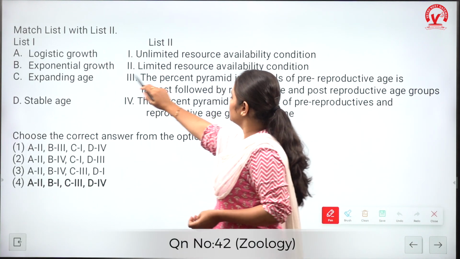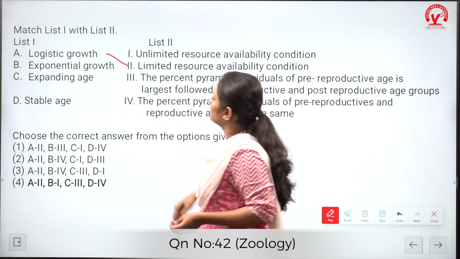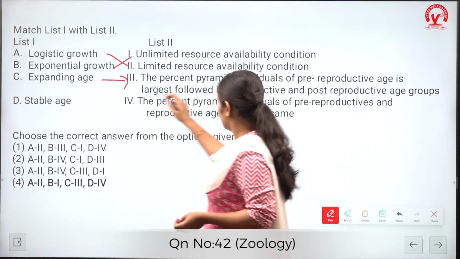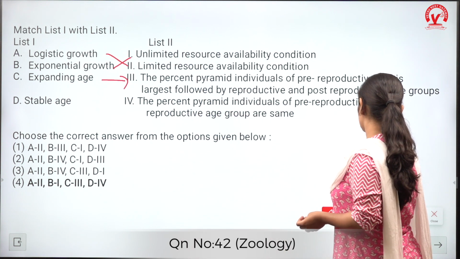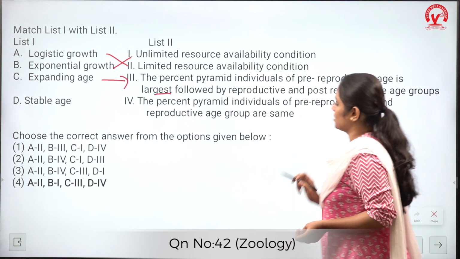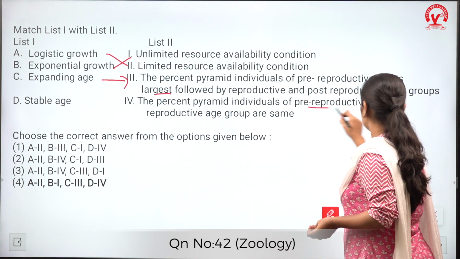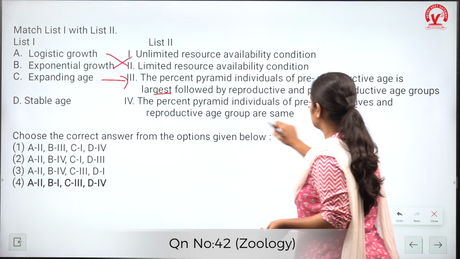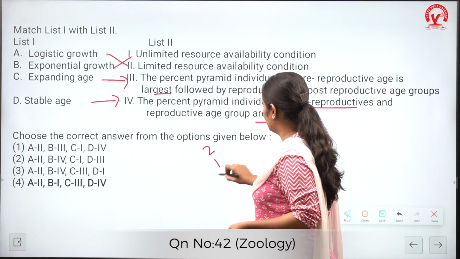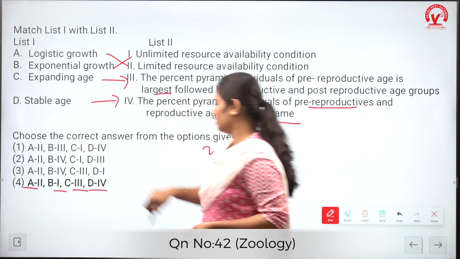Another match the following question. Logistic growth: limited resources, availability condition. Exponential growth: unlimited resources, expanding ages. In the expanding age pyramid, individuals of pre-reproductive age are the largest, followed by reproductive and post-reproductive age groups. Whereas in the stable age pyramid, individuals of pre-reproductive and reproductive age are the same. So the options will be 2, 1, 3, 4. The correct answer is option 4, 2, 1, 3, 4.